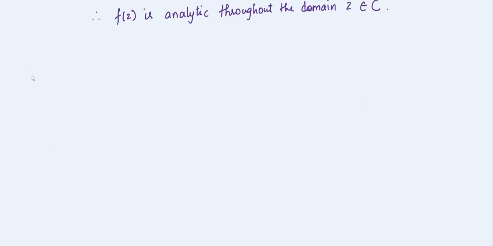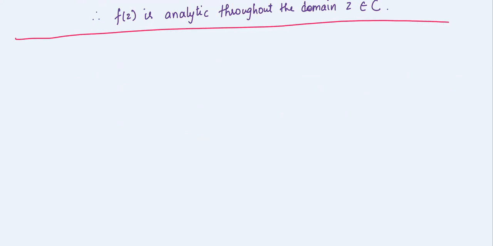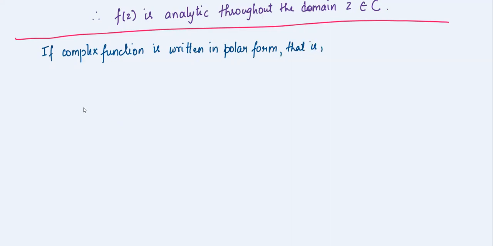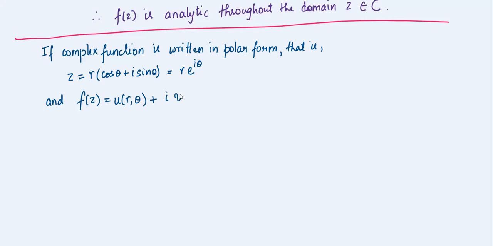Now, before we go to another example, if a complex function is written in polar form, that is z is equal to r into cos theta plus i sin theta, or this is the Euler form, z equal to e power i theta, and f of z is equal to u of r comma theta plus i times v of r comma theta.